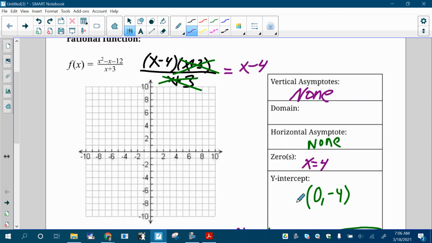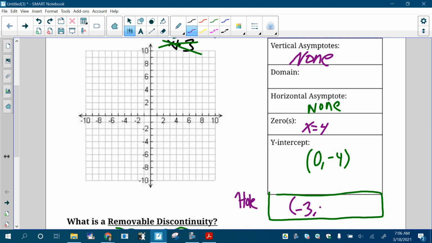So we're going to plug negative 3 in for x. Negative 3 minus 4 is negative 7. This graph has a hole, a removable discontinuity, at negative 3, negative 7. Okay?